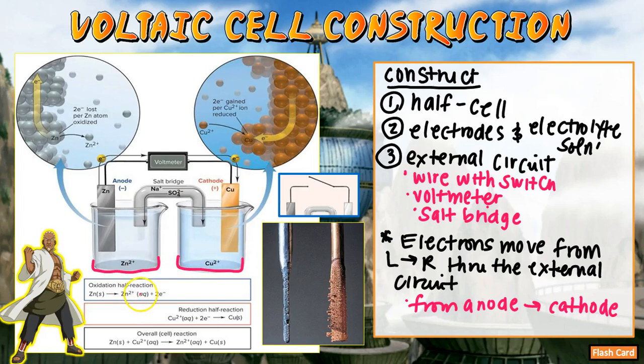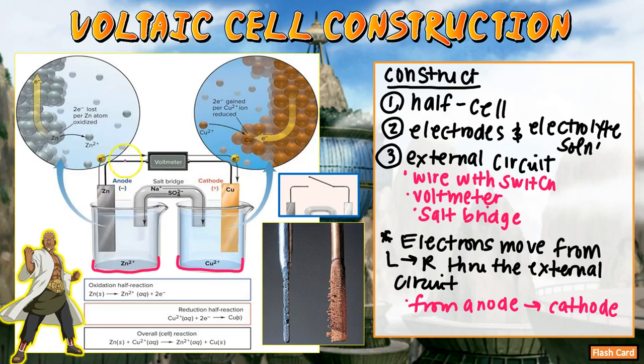Next, you want to make sure that each half cell consists of an electrode and an electrolyte solution. So the electrode here is going to be the zinc bar, and the electrode here is going to be the copper bar. This is the electrolyte solution that has the zinc 2+ ions, and this is the copper solution that has copper 2+ ions. And then finally, we have to make sure that the half cells are connected by an external circuit that consists of three parts.